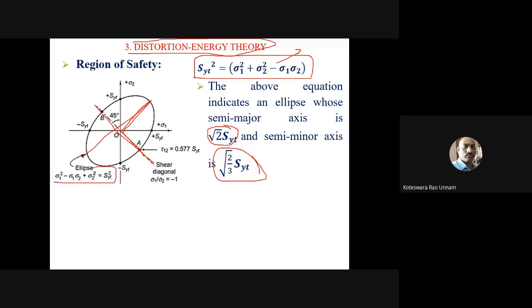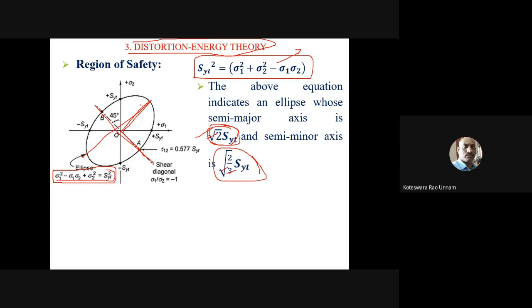So this is the expression we got. If you rearrange this and convert it into the equation of an ellipse, something like (x/a)² + (y/b)² = some a², I can modify this so that a and b are nothing but our semi-major axis and semi-minor axis. So those values are going to be something like this. Now I have the failure envelope for the distortion energy theory.